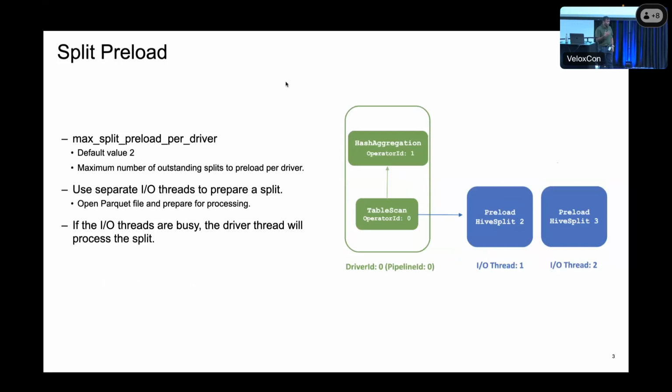Like I mentioned, the preload uses a separate I/O thread to prepare a split. In the Parquet sense, it'll open the file, read the footer, and be ready at the first row group to start processing. If the I/O threads are busy, say you have limited I/O threads but so many drivers trying to enqueue into this queue, then the driver itself will continue to process that. So it's a queue system where either the I/O thread does it or the driver will pull it back and start processing the same. You can see here two threads that will preload split 2 and split 3 while the driver is operating on split 1.